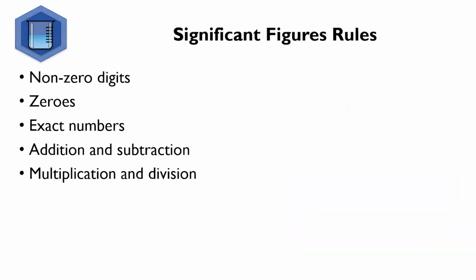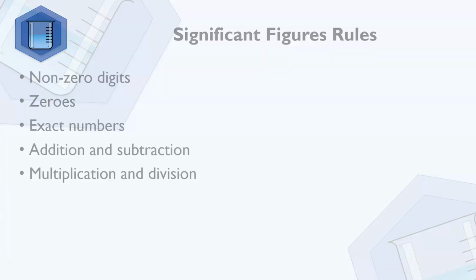And if you don't remember them, you probably need to review the significant figures in your textbook. There's a few things you need to look at, including non-zero digits, zeros, dealing with the exact numbers, things like there's exactly 12 inches in a foot, the addition and subtraction rules, and multiplication and division rules.